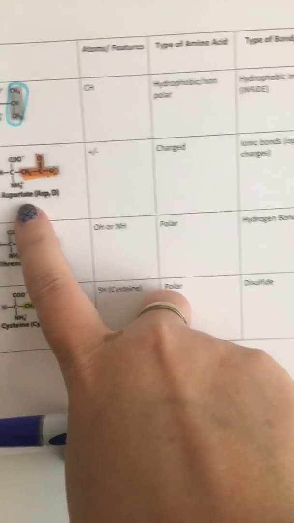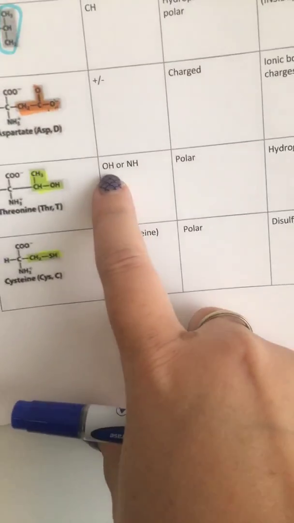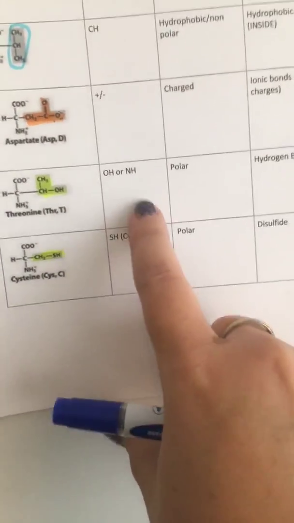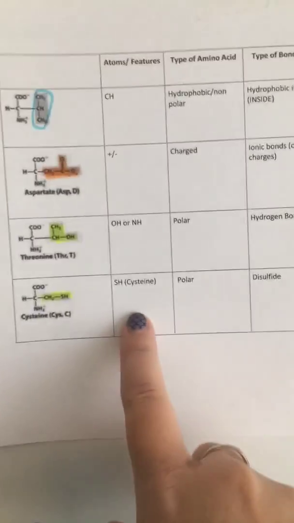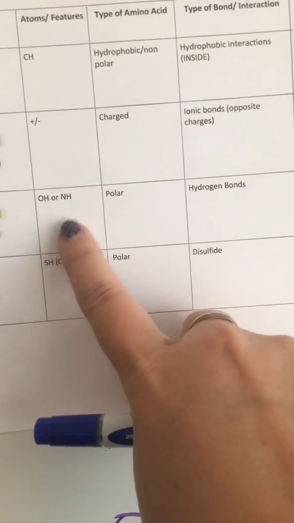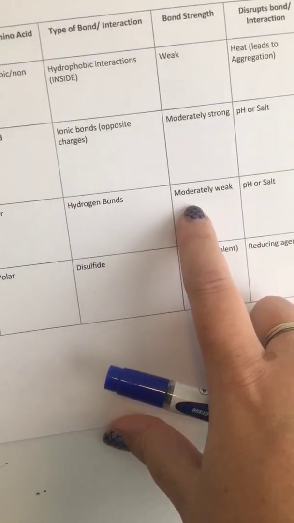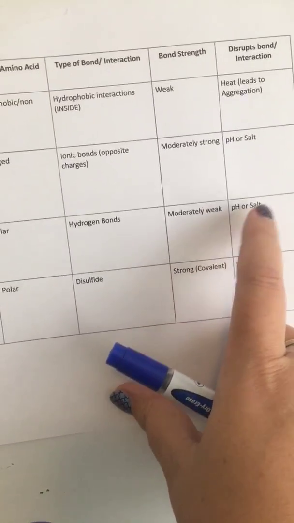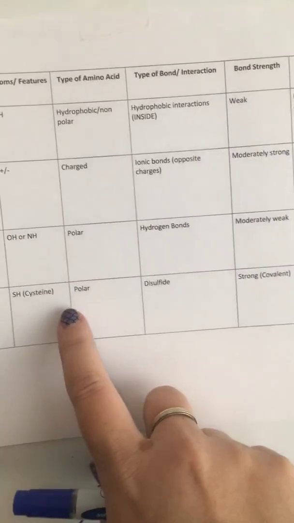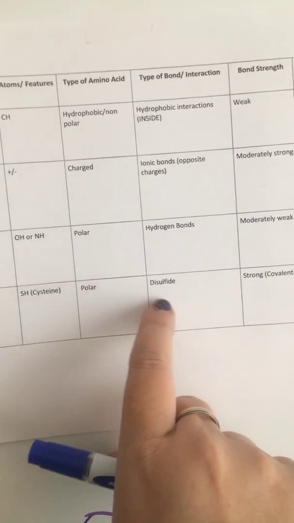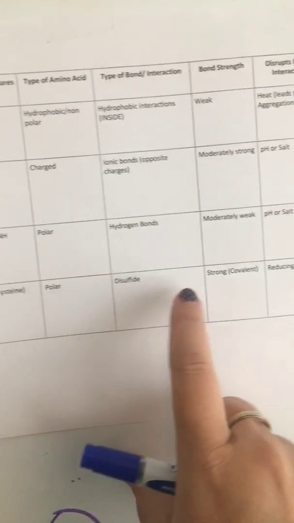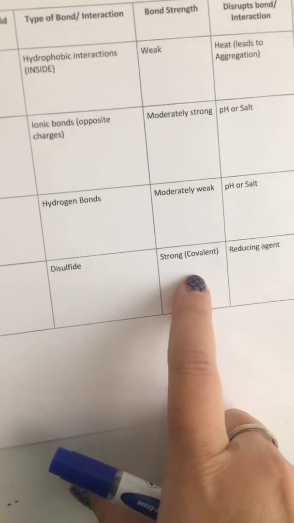Then let's go to our polar next, our oxygens, nitrogens, and sulfurs. These are divided into 2 because remember our sulfur is our ultimate bully. These guys are both polar. They have hydrogen bonds for the oxygen and nitrogen, and then they have moderately weak pH and salt that can break this bond. With the disulfide bonds, di means 2, sulfide means there's 2 sulfurs. This is really strong. This is a covalent bond.